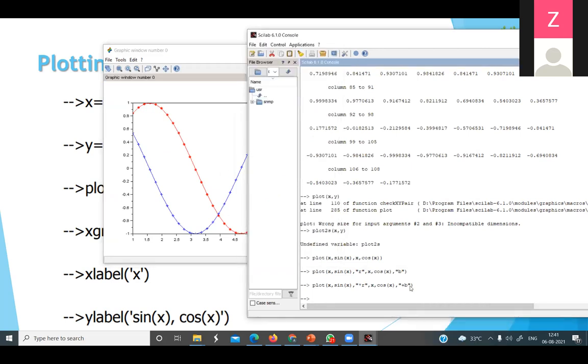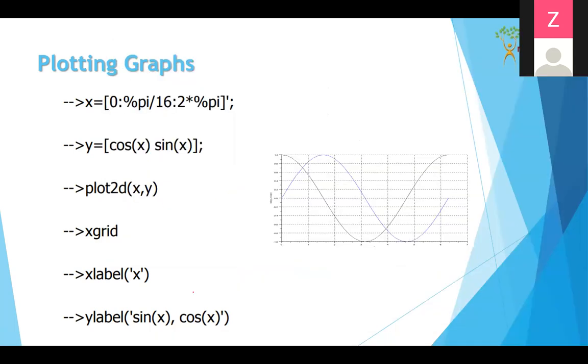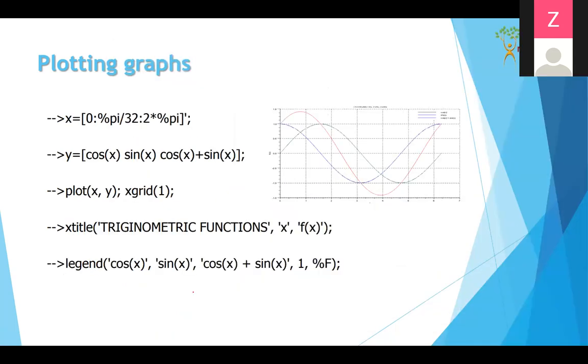I can keep on making my plot as complex as I want. So accordingly, Y label, X label, legends, all those things can be inserted here.